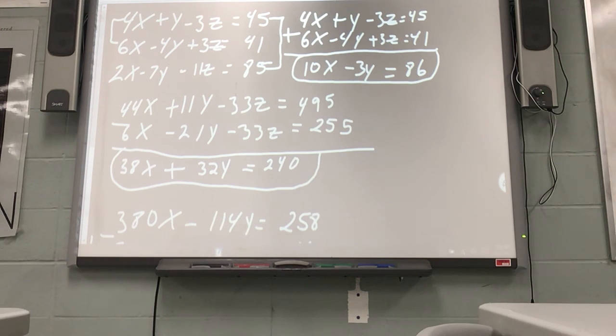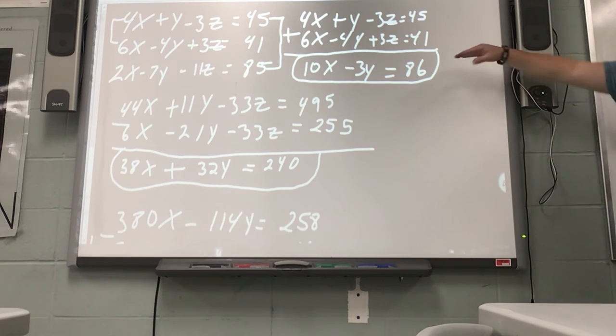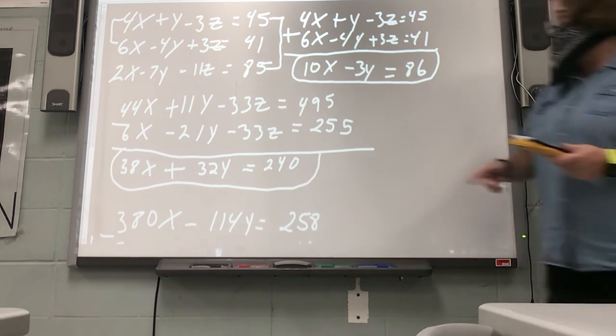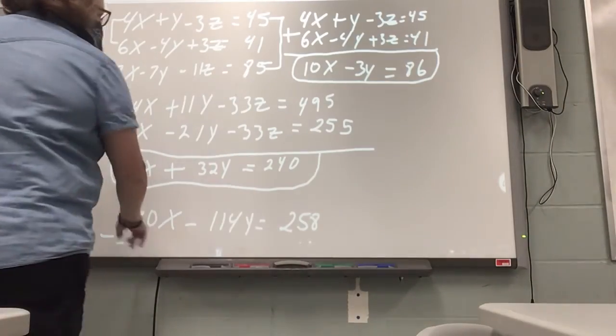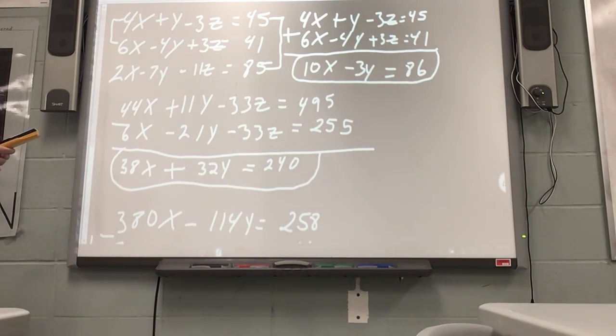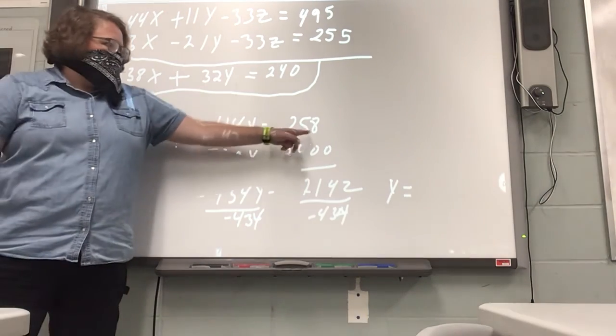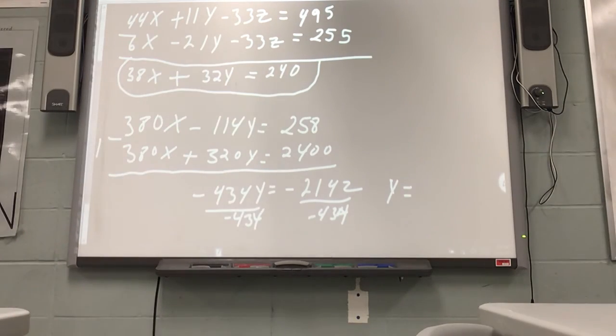I realize what I did. I'm multiplying all of this one by 38. 10 times 38, 86 times 38 is 3,268. Okay, that's where I'm at now. Where in the heck did y'all get 258? Alright, so this 258 was wrong, so that's what we're going to fix.